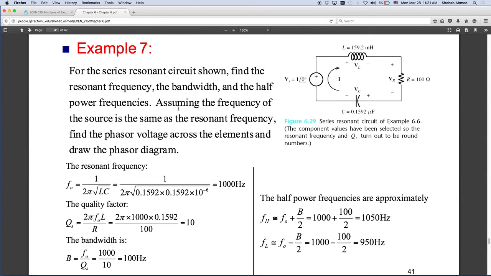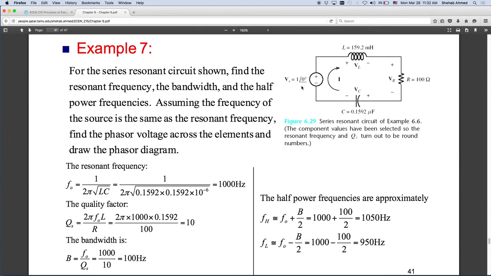So what did they ask for next? We calculated the bandwidth and the resonant frequency, and they would like you to calculate the phasor voltage across the elements. So how would you calculate it? We have the voltage of the source. V is equal to IR at the resonant frequency. At the resonant frequency, the output voltage here is equal to what?